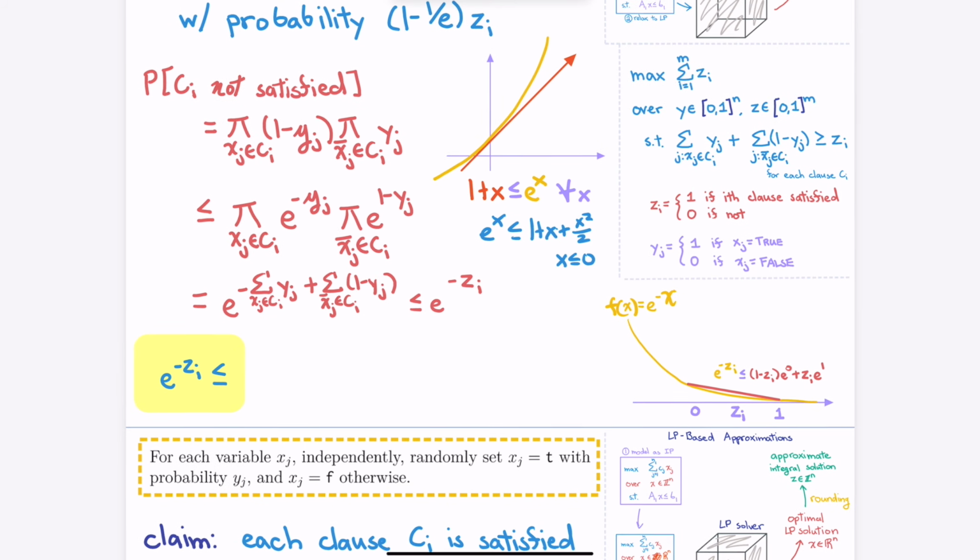1 minus zi e to the 0. I'll write e to the 0, but that's of course equal to 1, plus zi e to the 1, which is e. I'm just putting the 0 and 1 there for the convex part. Okay, so what does this become? All right, so this is something like 1 plus e minus 1 zi.